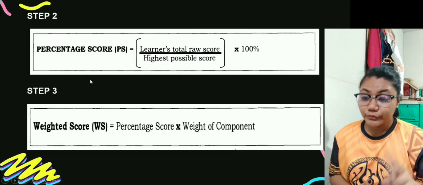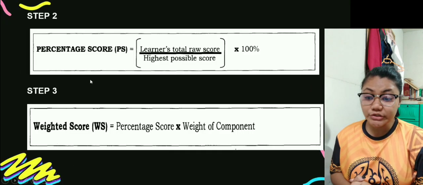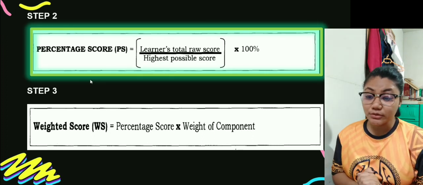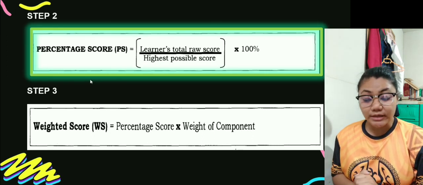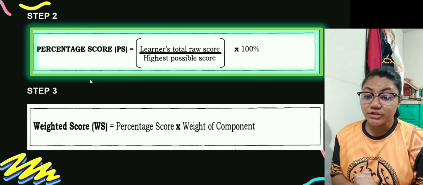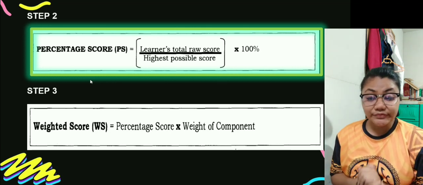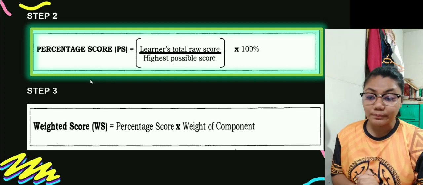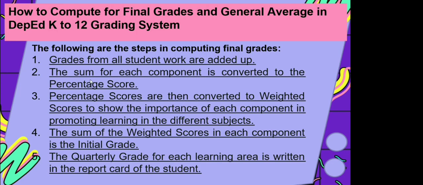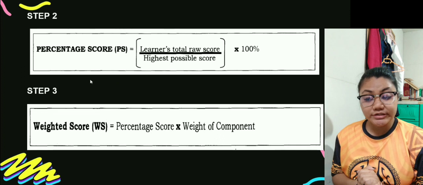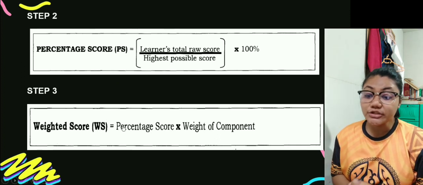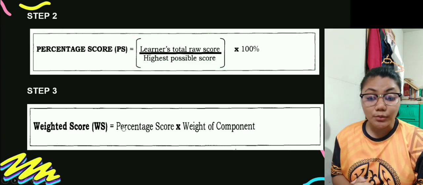In step 2, to compute the percentage score, we divide the raw score by the highest possible score, then multiply the quotient by 100%. This is shown here, and we will be using this formula to compute the percentage score. In the third step, the percentage scores are then converted to weighted scores to show the importance of each component in promoting learning in the different subjects. To do this, the percentage score is multiplied by the weight of the component.